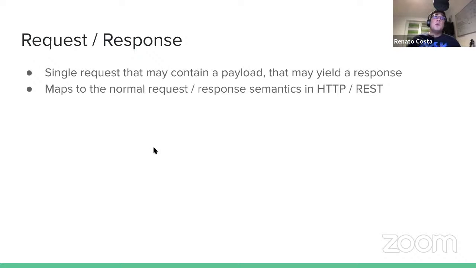The first is request response. So imagine you have a normal HTTP connection, right? And you have a single request and a single response. It maps very easily to this mental model that we already have with REST, but it's not the only thing it actually allows us to do.